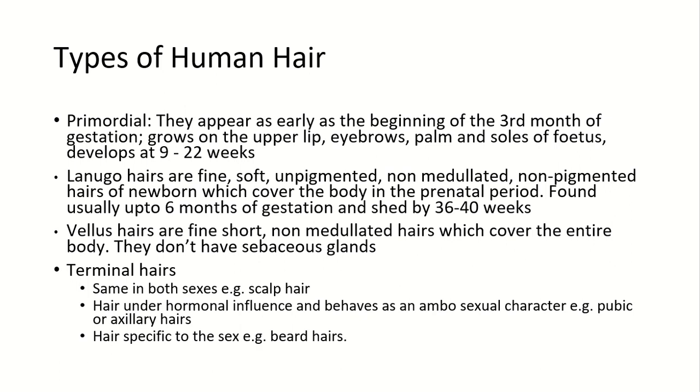Terminal hair can be the same in both sexes, that is scalp hair. Hair under hormonal influence behave as an ambosexual character, that is, they do not determine the sex. Example, pubic or axillary hair. Hair specific to the sex. Example, beard hair. So the third one would be helpful in determining the sex. The second one would be helpful in determining whether puberty was there or not, and this is present in both.